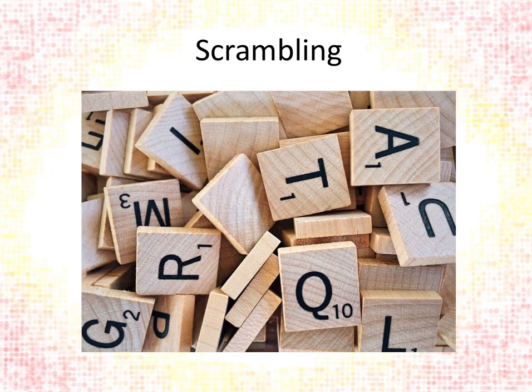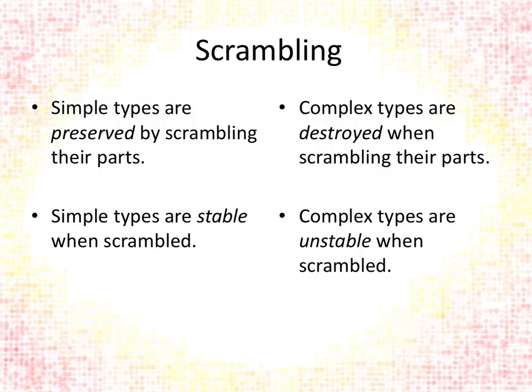Complexity is going to be based on the idea of scrambling the parts of types. Simple types are preserved by scrambling their parts, whereas complex types are destroyed when scrambling their parts. This means that simple types are stable when scrambled, while complex types are unstable or fragile when scrambled.